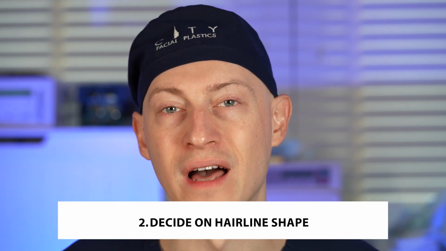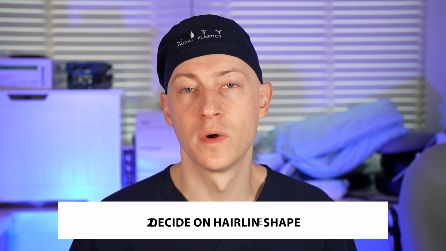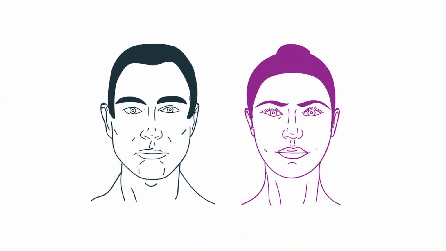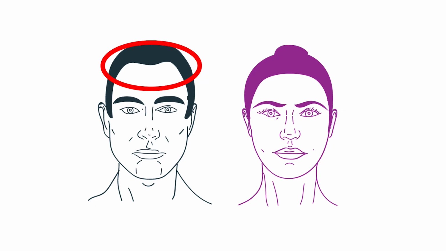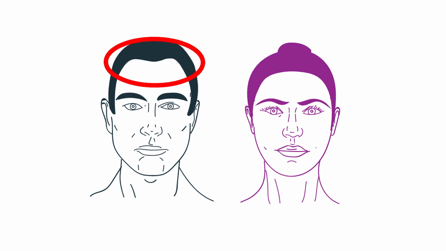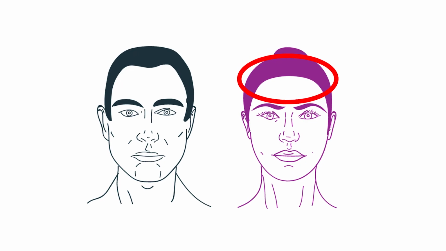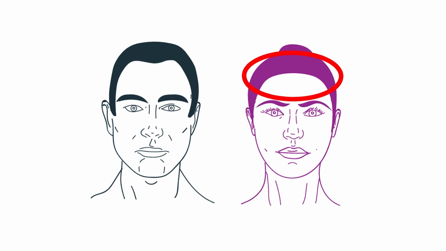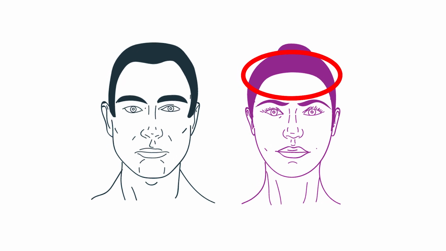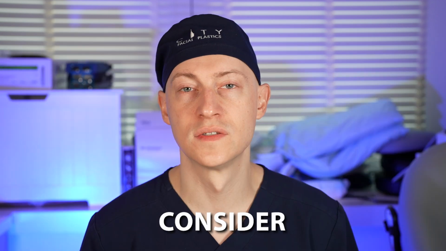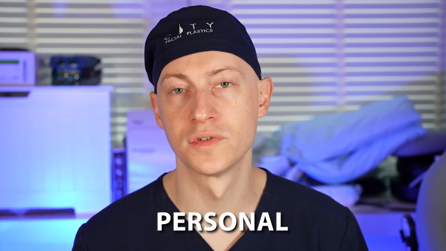And the second factor in surgically recreating a hairline is deciding on hairline shape. Now, this is where you need to consider the gender of the person, because a male hairline will have some more recession in the frontotemporal areas, whereas a woman will have a more blunted frontotemporal area that will be more curved and less pronounced in the degree of recession. It's also important to consider ethnicity and personal preferences.